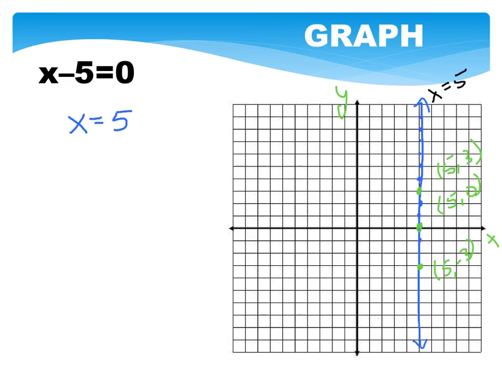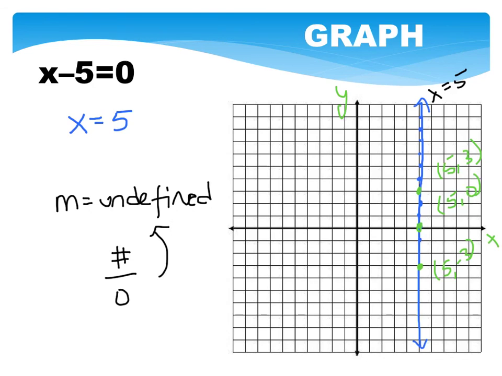So as you can see, every single x coordinate on this graph is 5, because this line will have an x coordinate of 5 for every single point. And the slope of this line is going to be undefined. Because as I change my y, I am not changing my x. So I'm going to get some number over 0, which is undefined.